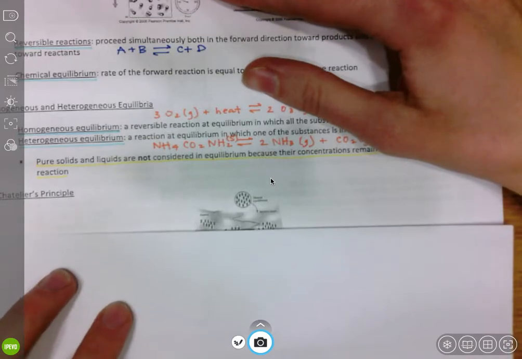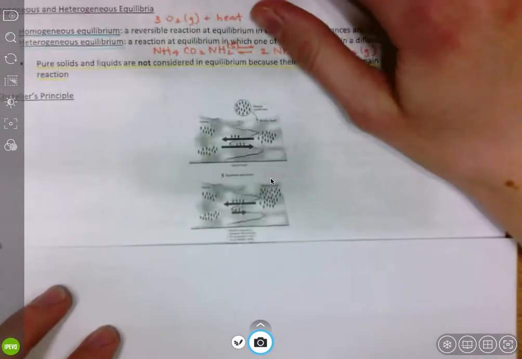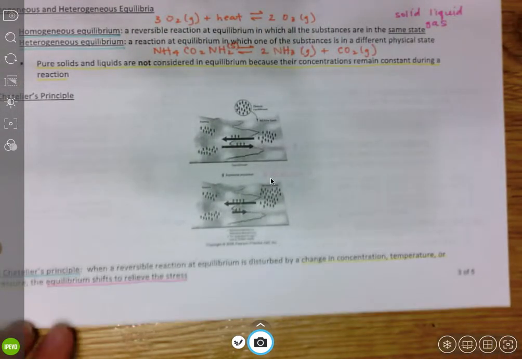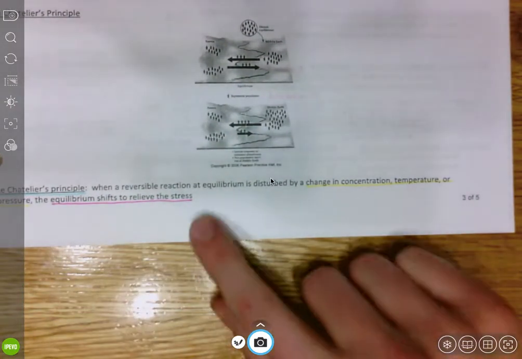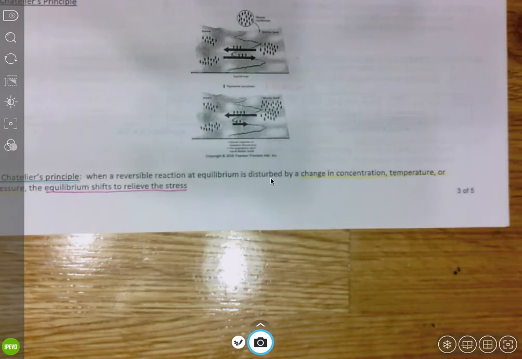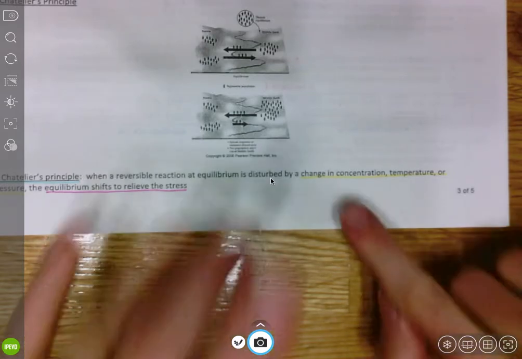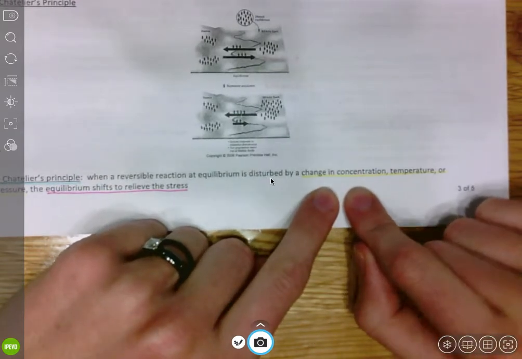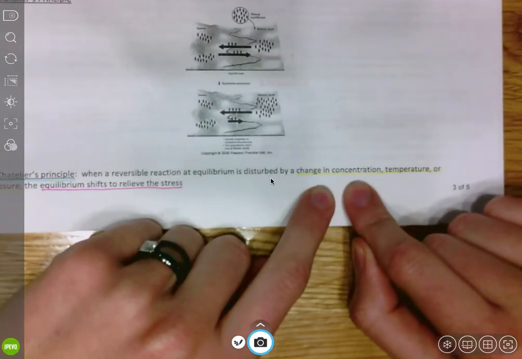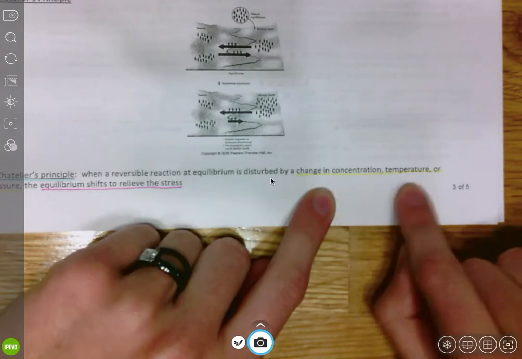Okay, let's look at Le Chatelier's principle. So we have our definition down here. When a reversible reaction at equilibrium is disrupted by a change in concentration, so maybe we're adding more reactant or more products, that's a change in the concentration of those, so how much we have.